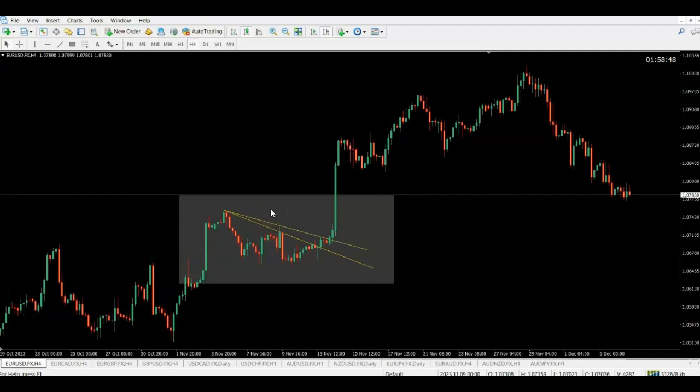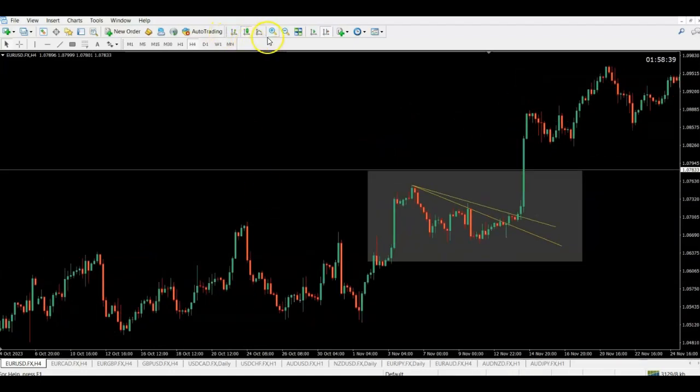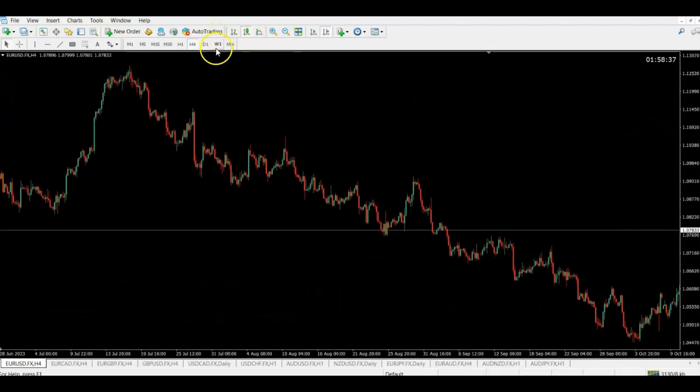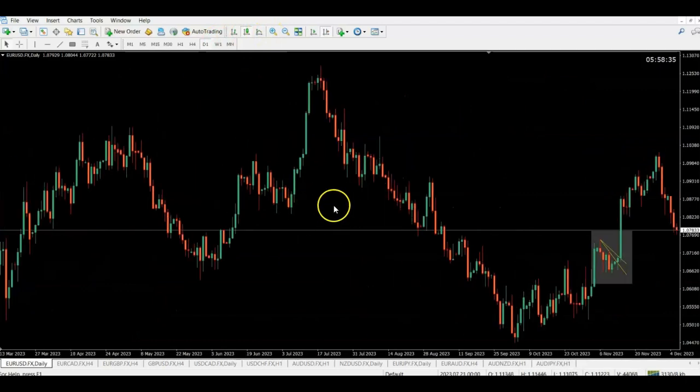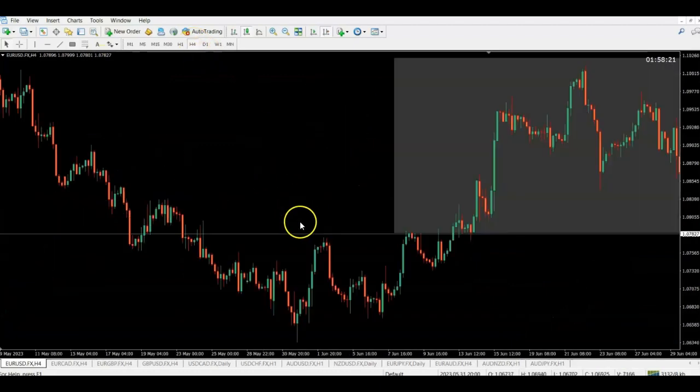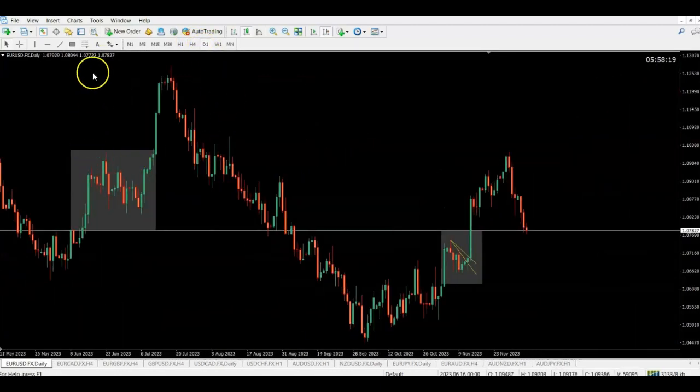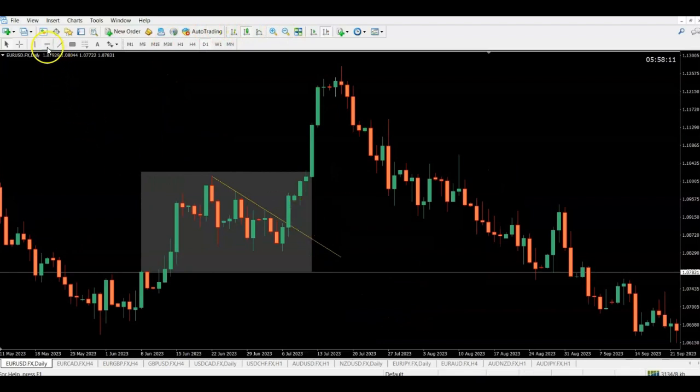So I wanted to show multiple examples of this, and I'm going to pick just random spots. Let's go back to the daily time frame on Euro USD. So we got a nice pullback here. Let's go to this little section right here. Let's plot this trend line right now. Boom. So we have that trend line.